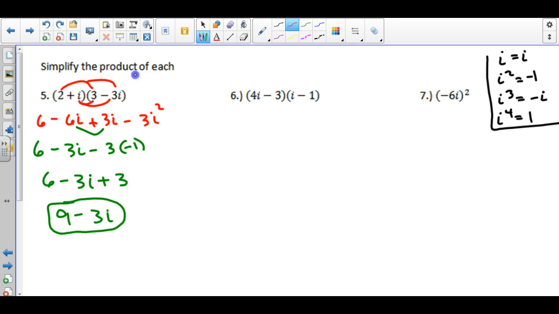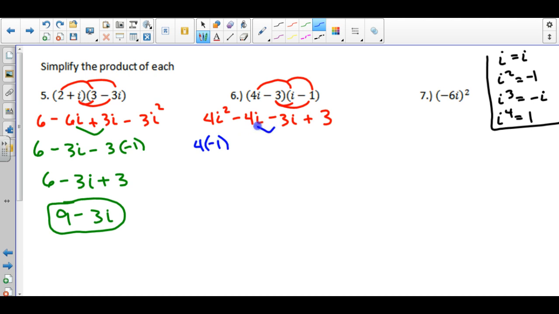With the next one, I would definitely recommend pausing this video, trying number 6, and then playing it to see your solution. I'm going to distribute again. So 4i times i, this time my 4i squared came first. 4i times -1 is -4i. Now I do the inside part where I have -3i, and then a -3 times a -1 is +3. So again, what I'm going to do is replace my i squared first with a value of -1.